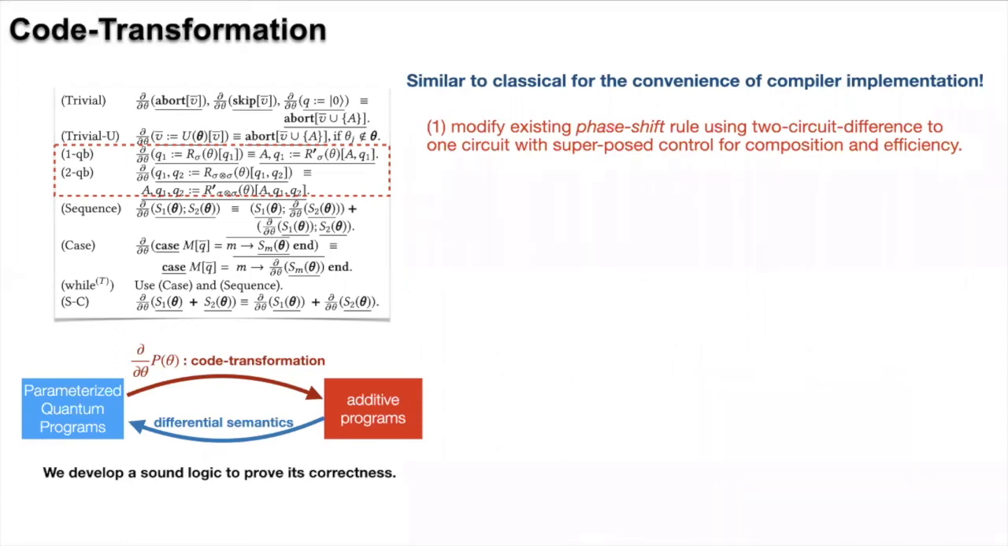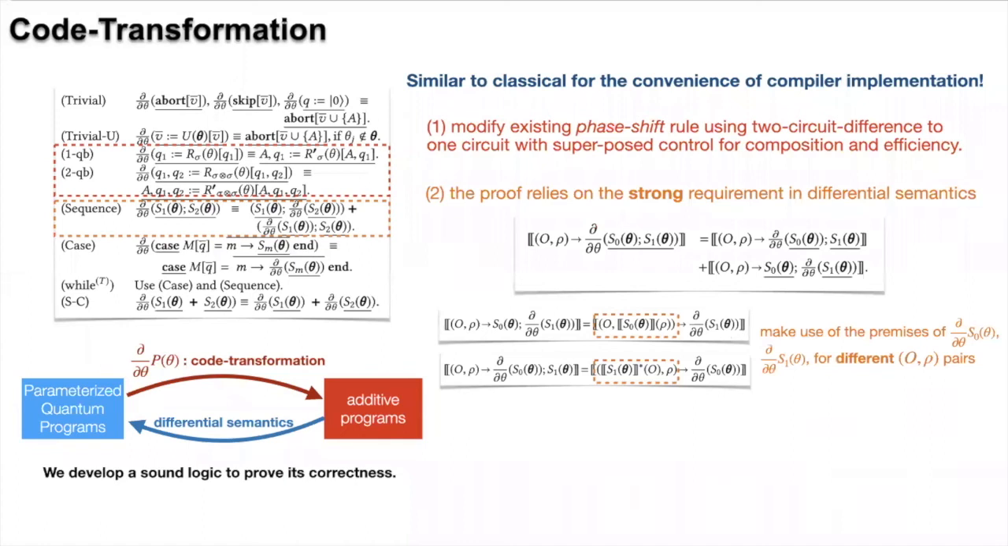Second, we want to highlight the proof of the sequence rule, which relies on the strong requirement we have defined in differential semantics. We need to skip a few steps, but at a very high level, in order to show the sequence rule, say for S0, S1, we need to establish this equation and want to use the premise of the partial S0 and the partial S1. However, in order to do that, we need to deal with different observables and inputs. Fortunately, our strong requirement says you can deal with any such combination.